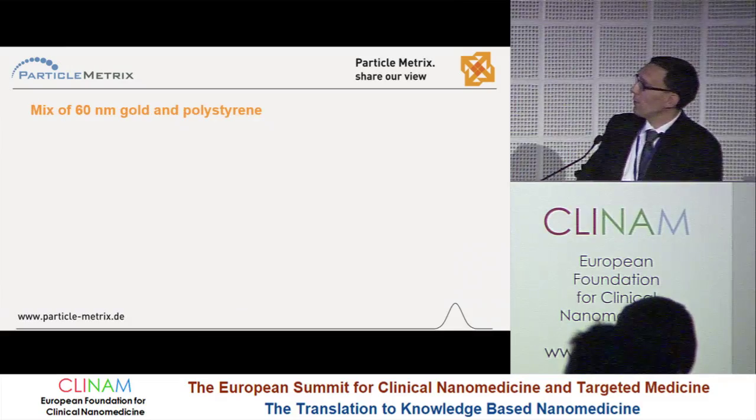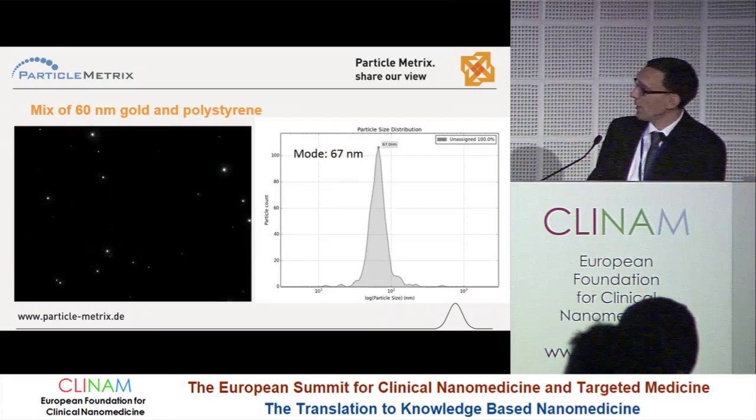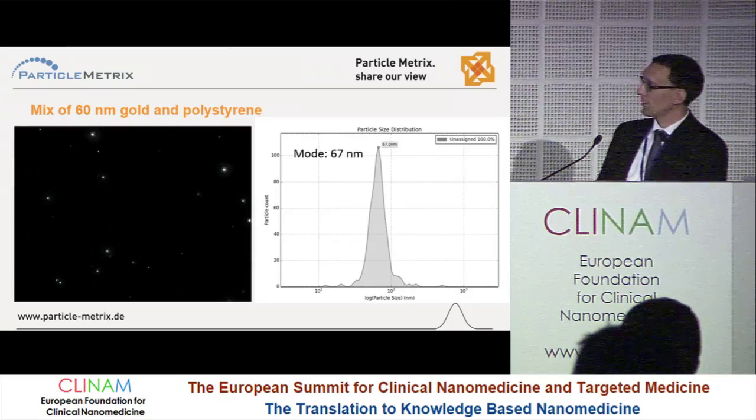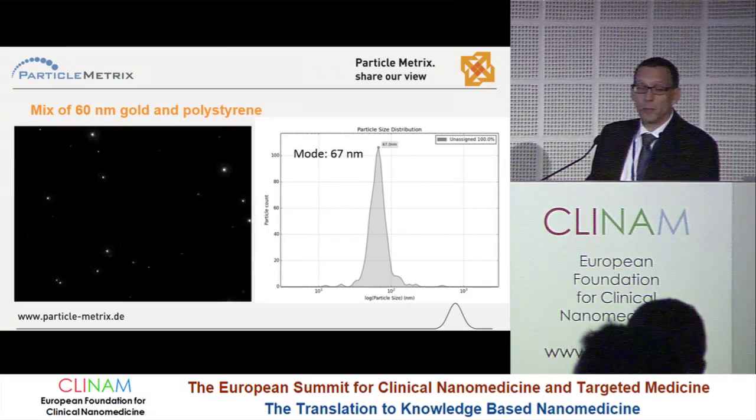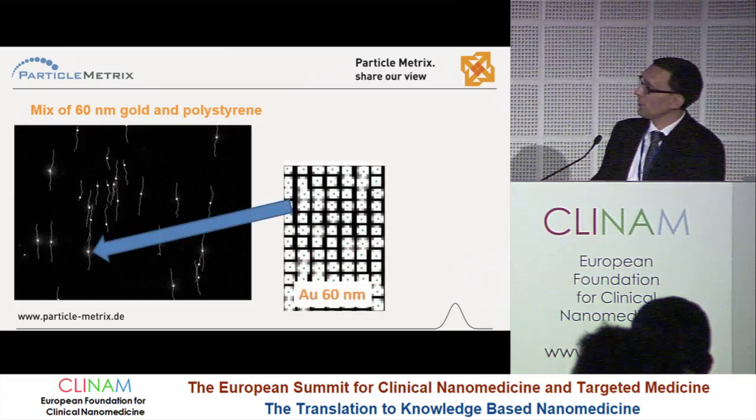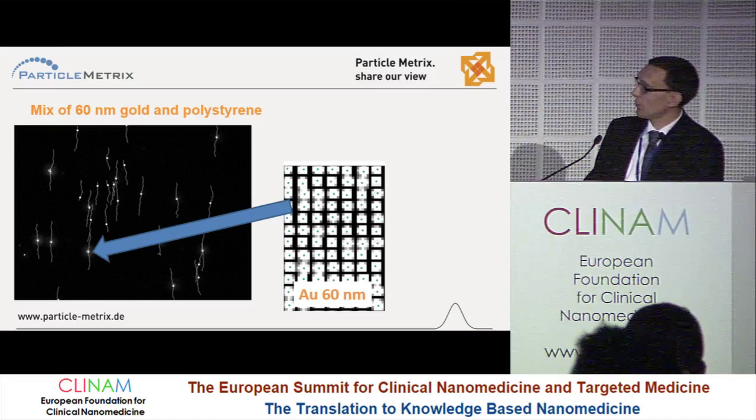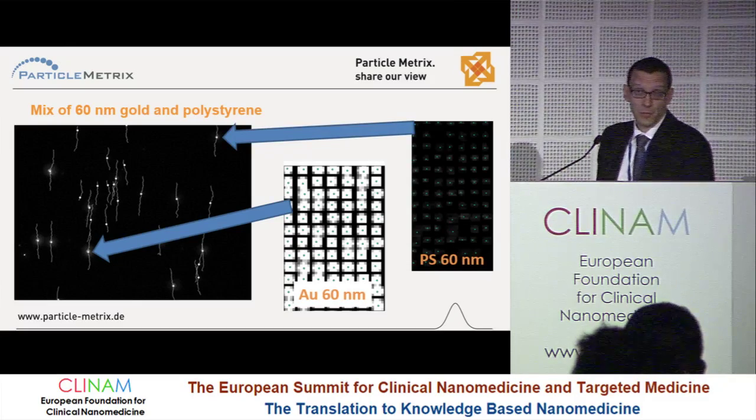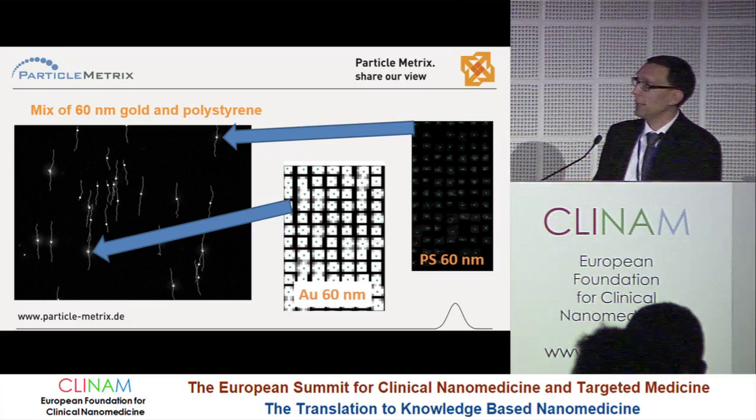So what happens if you have mixtures? Here you see a mixture of 60 nanometer gold and polystyrene. Of course, if you mix them together, you see a nice particle size distribution showing 60 nanometers, but you do not know whether it belongs to the one or to the other. When you really look at the movie, you see that some particles are much stronger in intensity, and then there are particles which are not so strong in intensity. They are scattering rather weakly. And this behavior you only see if you really look at it with a microscopic technique.